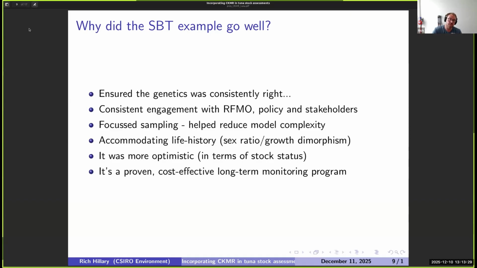But I think ultimately what it's done is proven itself to be a really cost-effective long-term monitoring program. That's not a factor of luck. All of the work that went into it did that. And I think its demonstration as that sort of key long-term monitoring data set is pretty much accepted across the RFMO itself, even with the funding issues that are always there.